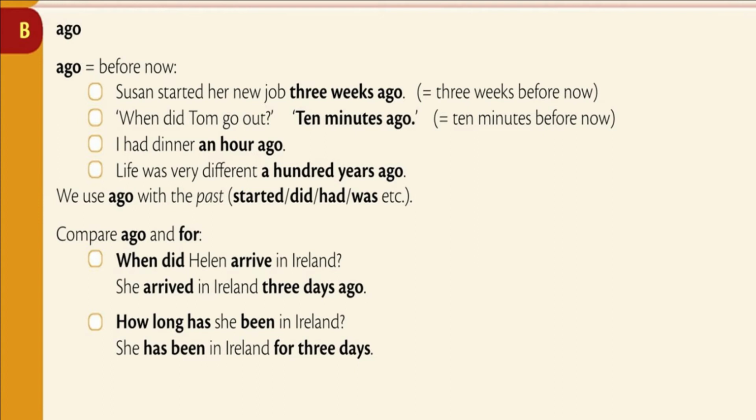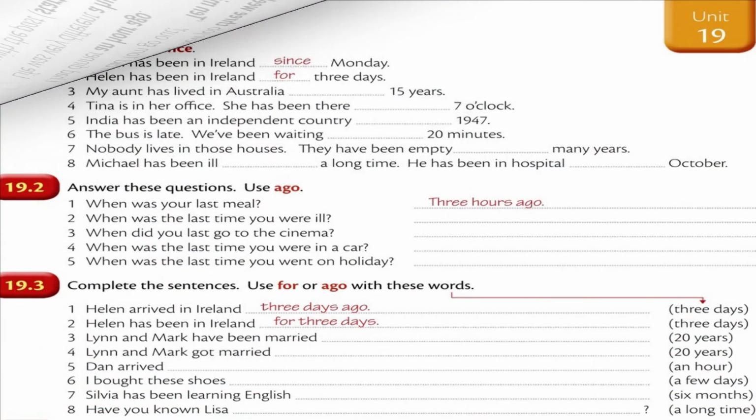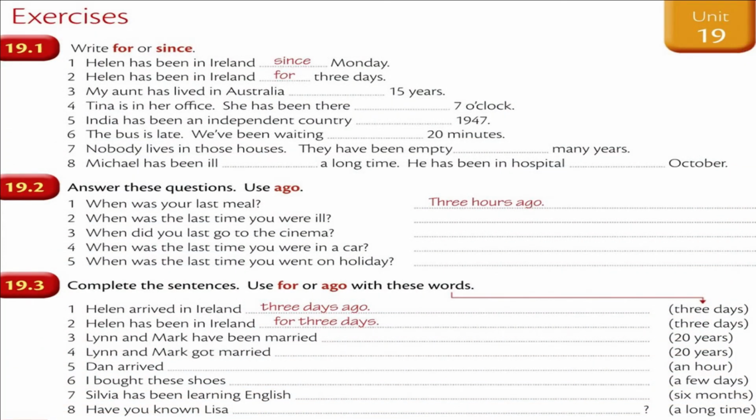Compare ago and for. When did Helen arrive in Ireland? She arrived in Ireland 3 days ago. Now we have used past simple tense. How long has she been in Ireland? She has been in Ireland for 3 days. Here we have used present perfect tense. Now it's time for exercises.